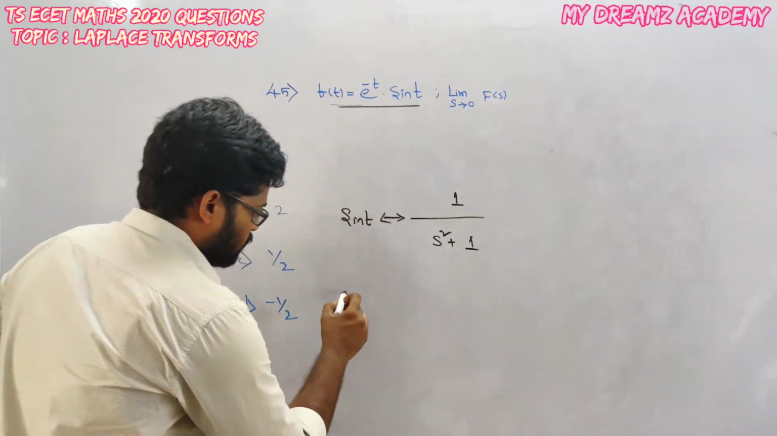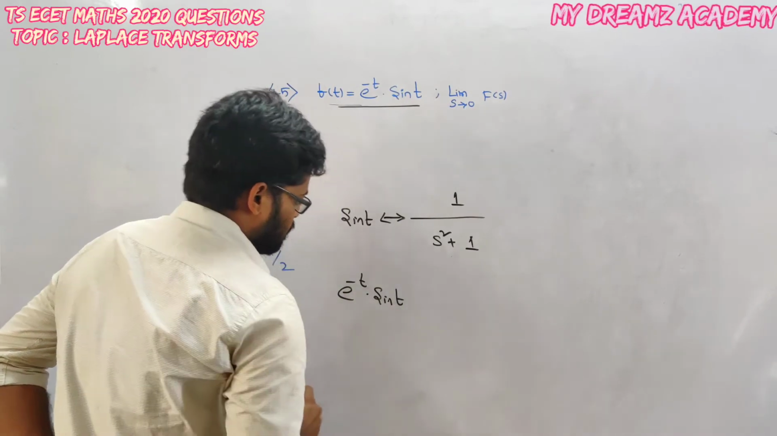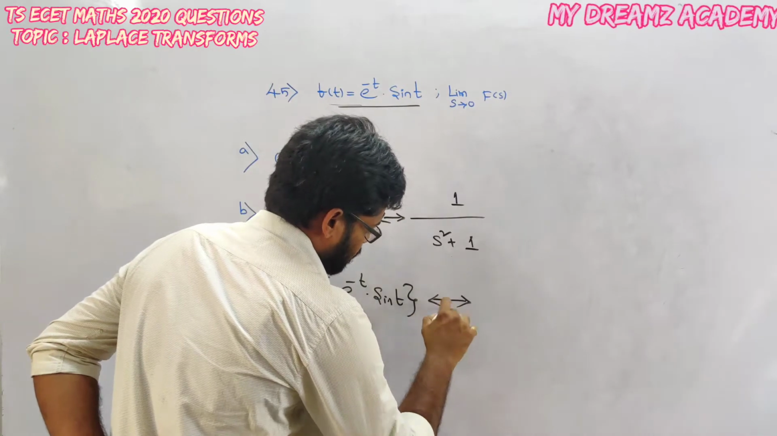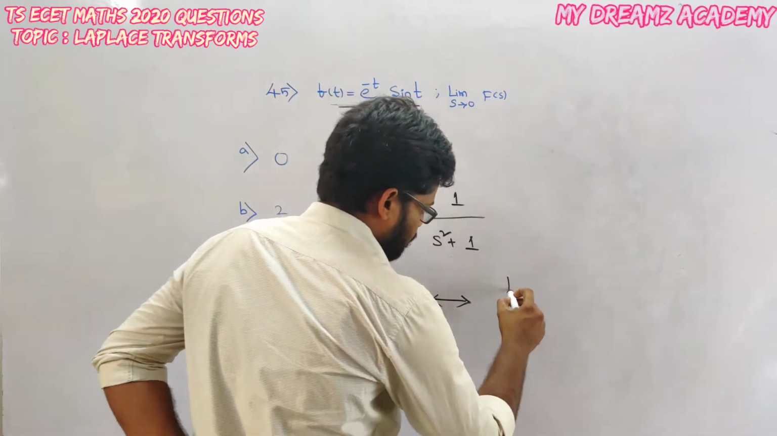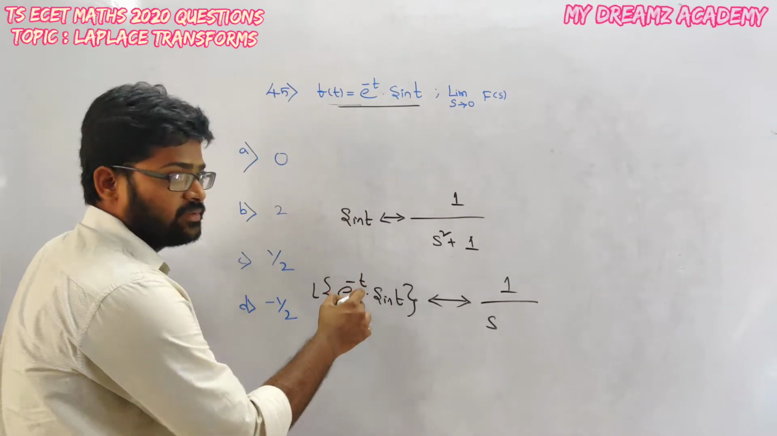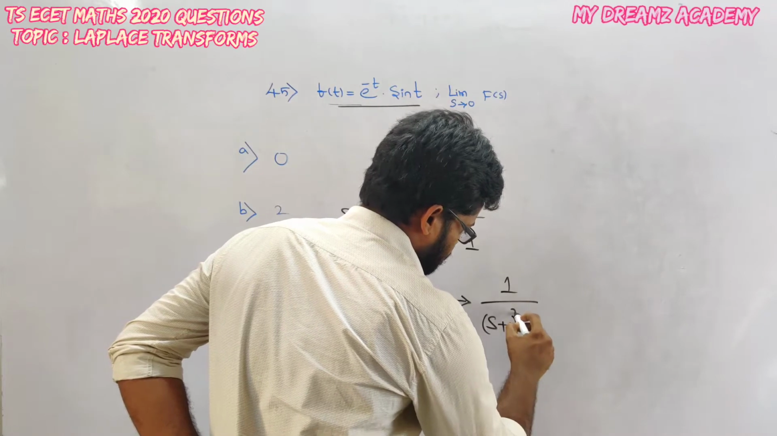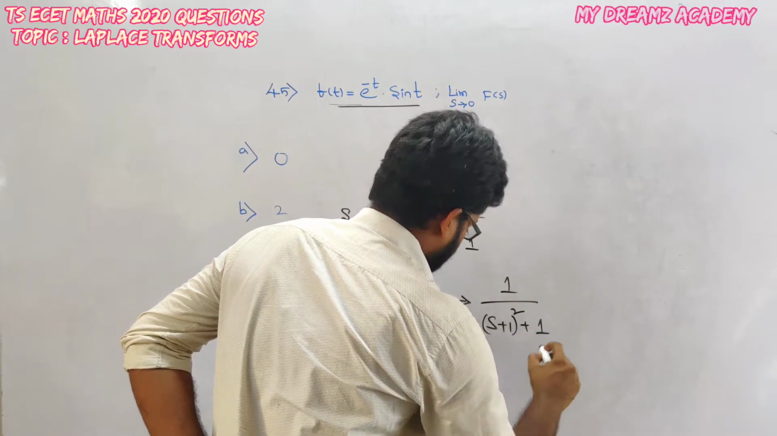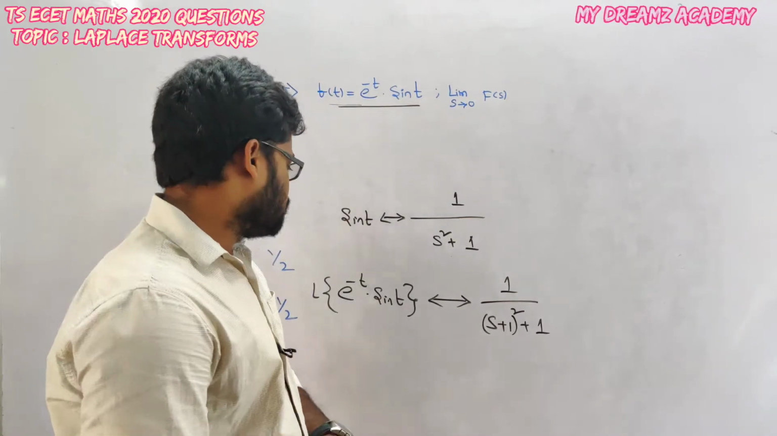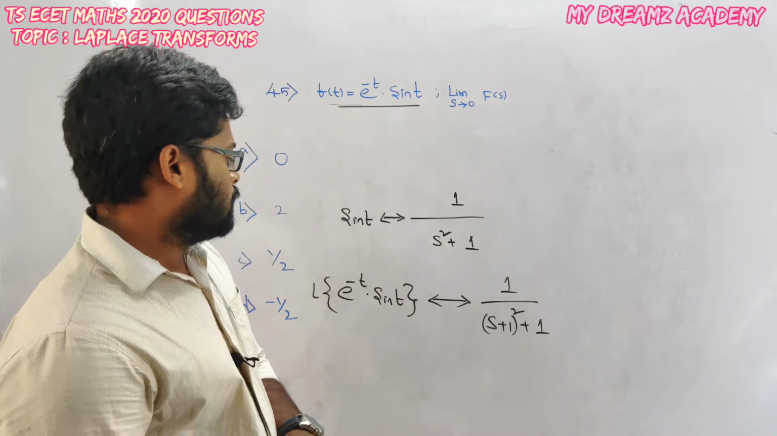Then for e to the power of minus t sin t, the Laplace transform will give 1 by s plus a whole square plus 1. In place of a we have minus 1, so s plus 1 whole square plus 1. This is the Laplace transform of e power minus t sin t.